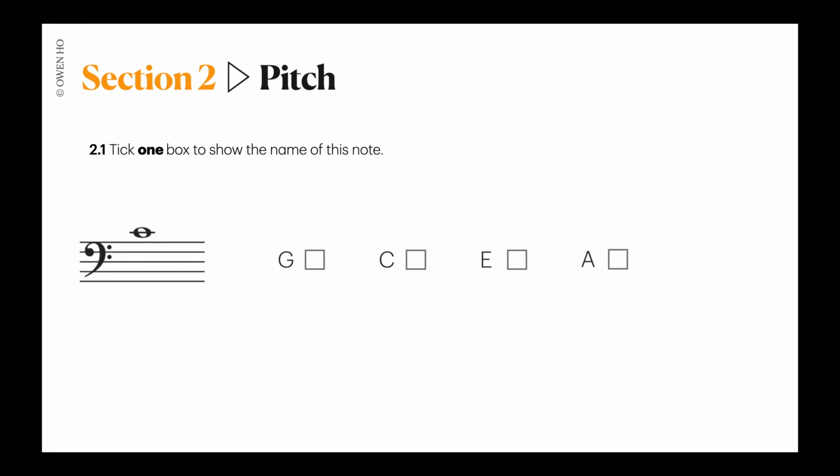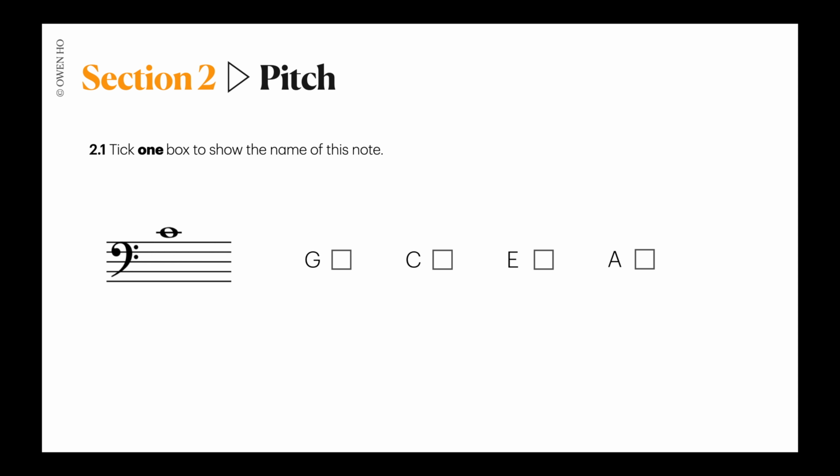Section 2.1. Section 2.1 is about pitch and how to read them correctly. You'll be given a question like this. Take one box to show the name of these notes. By this time, most of you should be able to tell the note from a score.